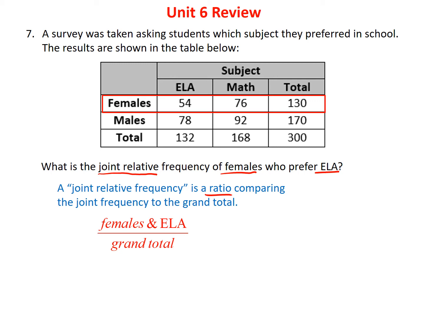Here's the line of females, and here's the line of students who prefer ELA, and where they cross is our joint frequency, where there were 54 females who preferred English or ELA as their subject. Now we compare that to the grand total. Well, the grand total is 300. And so our joint relative frequency is 54 to 300, or as a fraction, 18/100.